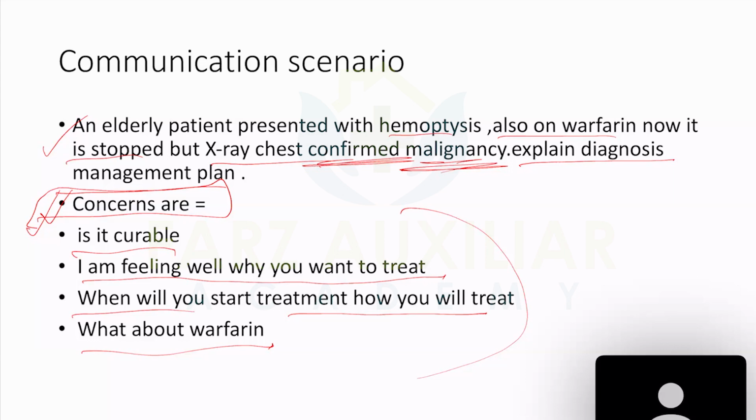So look at the scenario: it is a confirmed malignancy. So you have confirmed this malignancy, and you should go for breaking bad news here. After breaking bad news, you should elaborate about the malignancy, how this happened, how it was diagnosed, and how you will manage it. So part by part, you will learn these tricks and tips, and how you can go about the communication. So this is one of those scenarios.